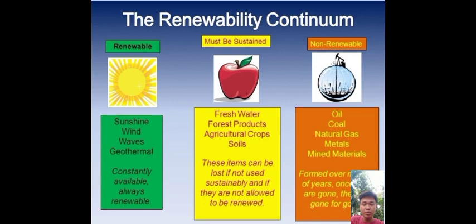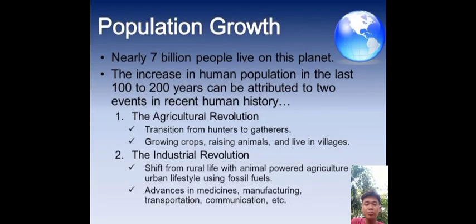And this is the example of the non-renewable. Oil, coal, natural gas, metals, and mined materials form over millions of years. Once they are gone, they are gone for good. The next is population growth. Nearly 7 billion people live on this planet, and the increase in the human population in the last 100 to 200 years can be attributed to events in recent human history. The examples are the agricultural revolution and the industrial revolution.